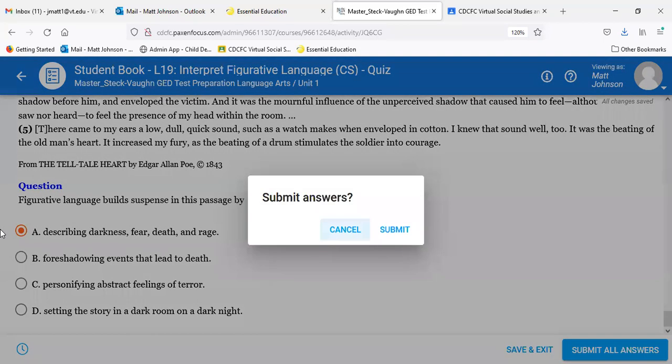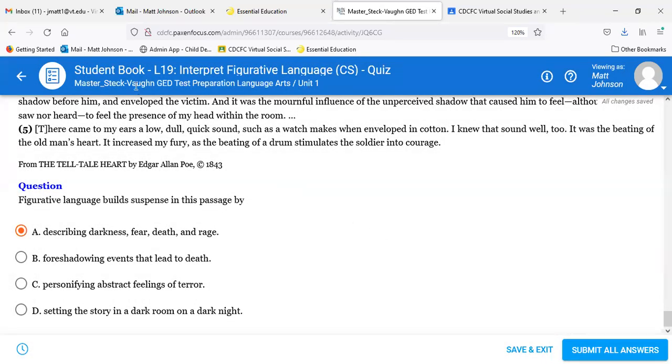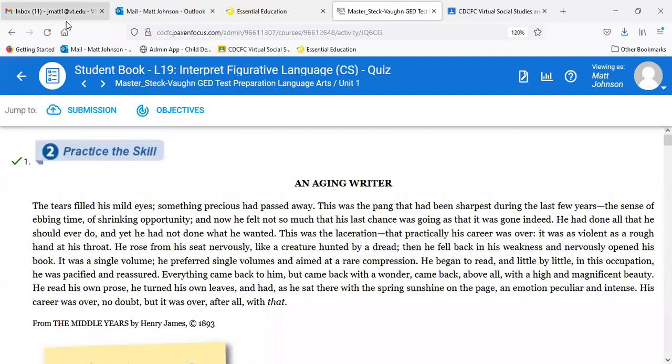2 also B as in boy. 3 as well was B as in boy. 4 was cat. 4 was cat. 4 was C as in cat. 5 was C as in cat.